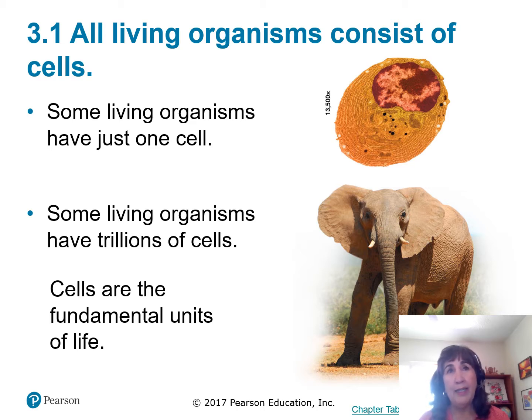Some living organisms may have one cell and some may have trillions of cells. So in this diagram here, we see a single cell up at the top and then we see an elephant down below. But I don't need to look at any diagram. I can just think about myself and I know that I'm made out of trillions and trillions of cells. Remember, cells are the fundamental units of life.